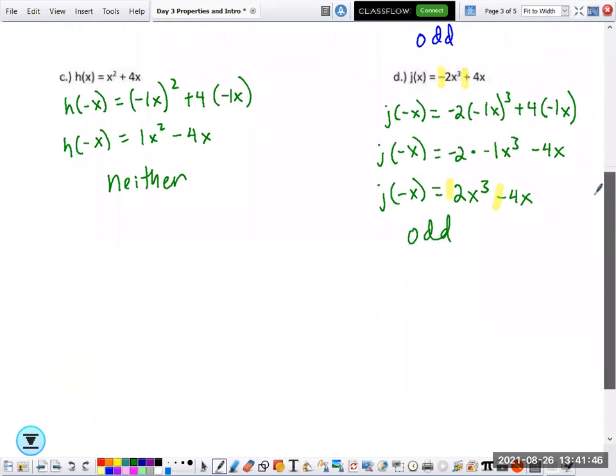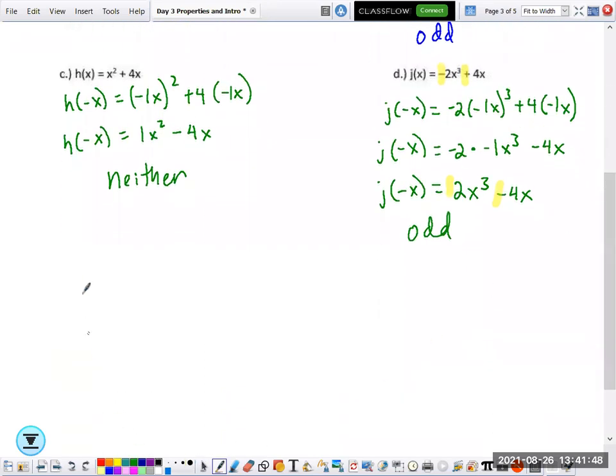Let's write 2 more at the bottom. Let's write f of x equals 3x squared minus 8. And let's write letter F. f of x equals x cubed plus 2x. Oh, wait, that's a mistake. So why don't you pause the video and try both of these?